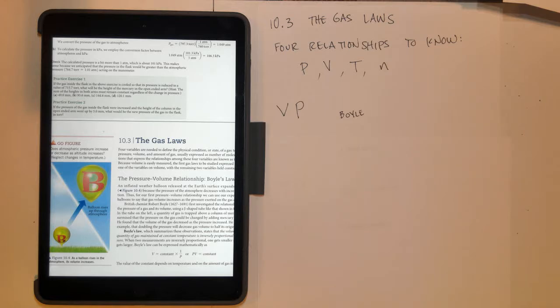The relationship between volume and pressure is called Boyle's law. Between temperature and volume is called Charles' law. Between temperature and pressure is known as Gay-Lussac's law. And between volume and number of moles of gas is known as Avogadro's law.